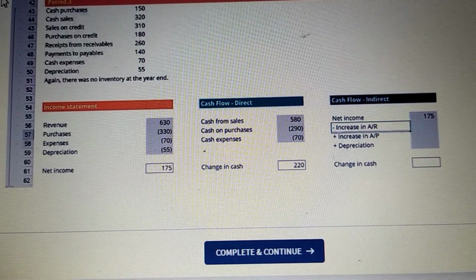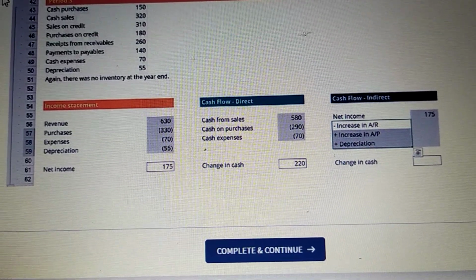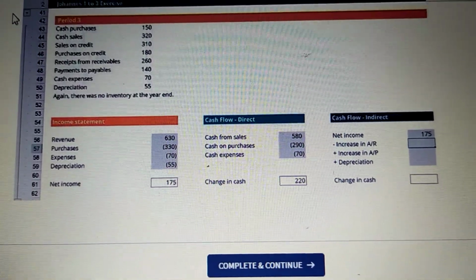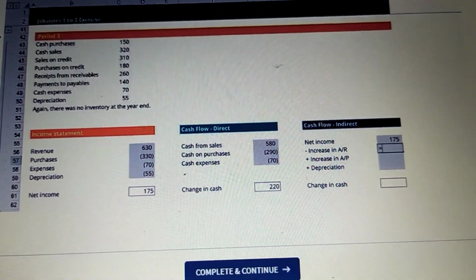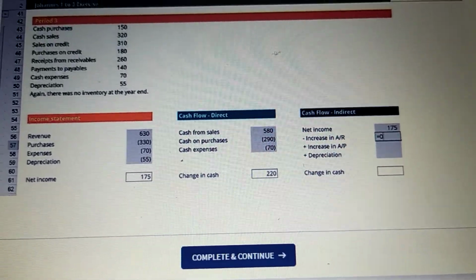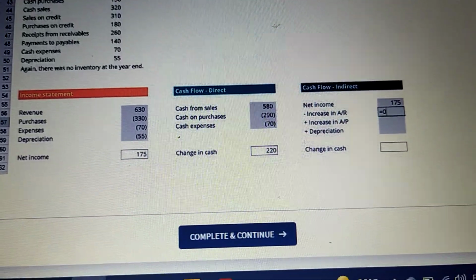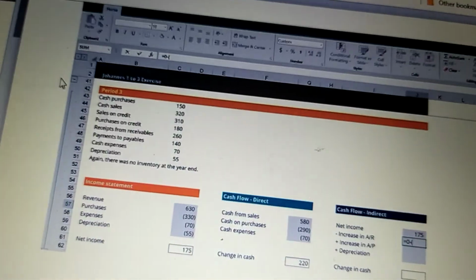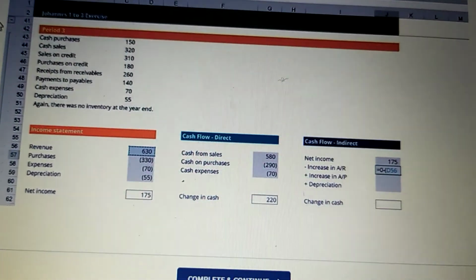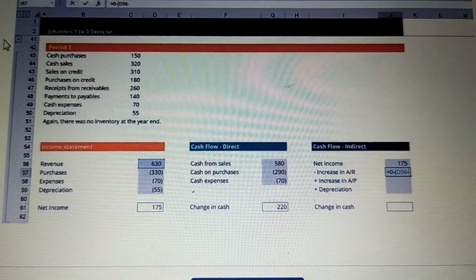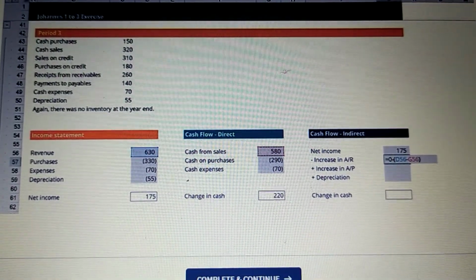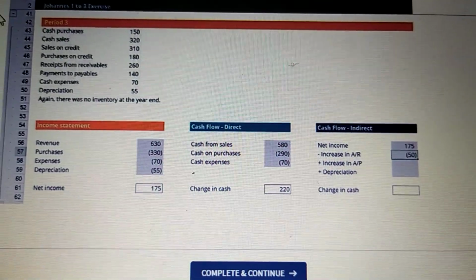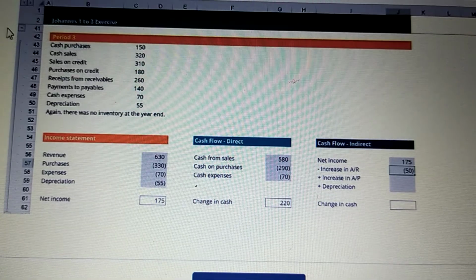First, let's calculate the change in accounts receivable. The accounts receivable balance at the start of the period was 0. And then, at the end of the period, was equal to the revenue minus the amount of cash for payments that were actually received. So there was an increase in accounts receivable of 50, but we actually have to reduce the cash flow by that amount since that cash was not received.